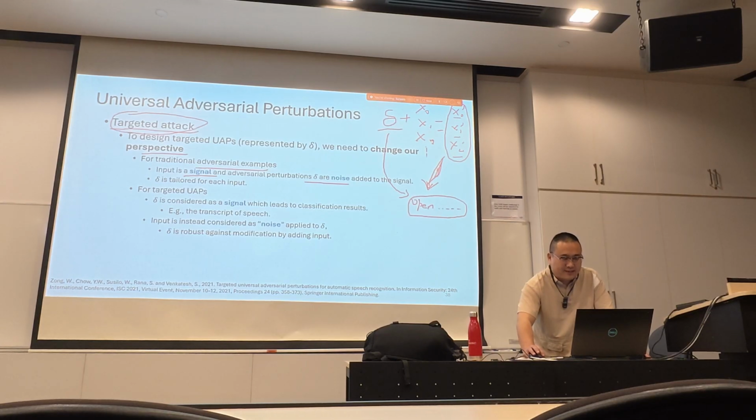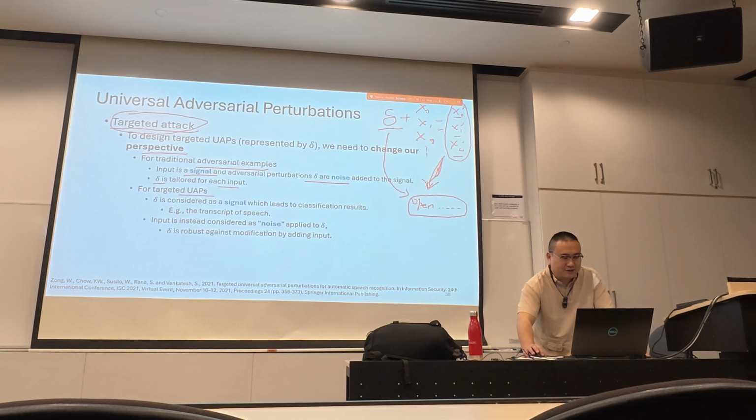The perturbation is tailored to each input. So this is the traditional idea for silent perturbations. However, for targeted silent perturbations, as we just showed here, we can see a strong correlation, a strong relationship, between the UAPs and the target transcript. So here we can consider the UAP itself as the signal. We can change our perspective: the UAP actually can be transcribed as the target transcript.